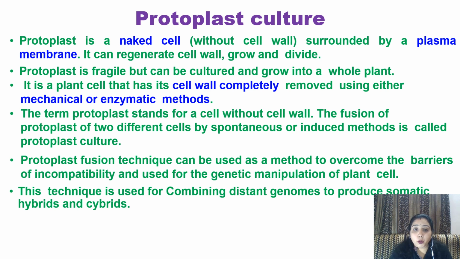The fusion of protoplasts of two different cells by spontaneous or induced method is called protoplast fusion. The protoplast fusion technique can be used as a method to overcome the barriers of incompatibility and for genetic manipulation of plant cells. This technique is used for combining distant genomes to produce somatic hybrids and cybrids. Protoplast culture is very useful in somatic hybridization and formation of hybrids.